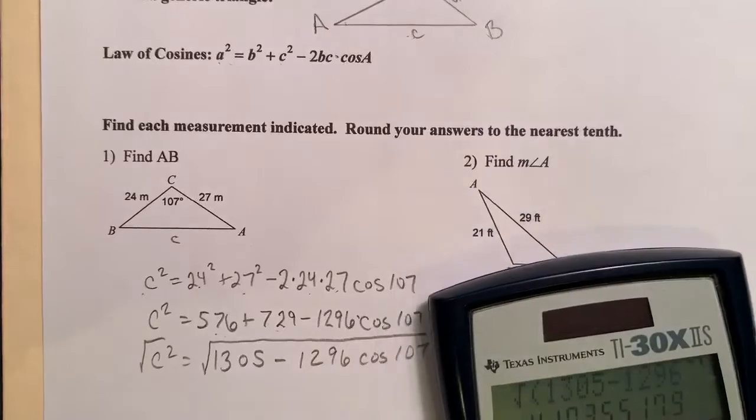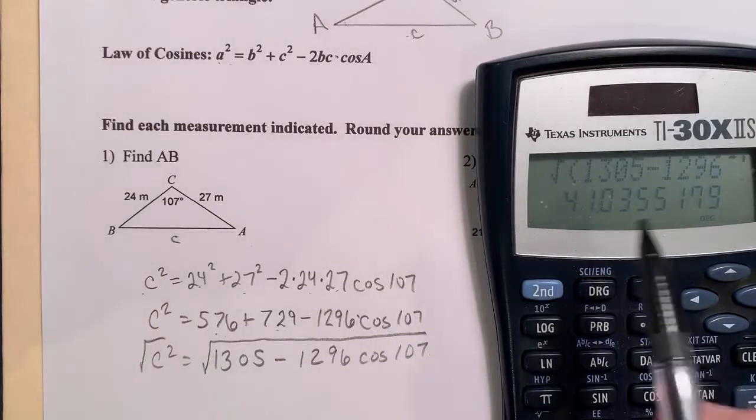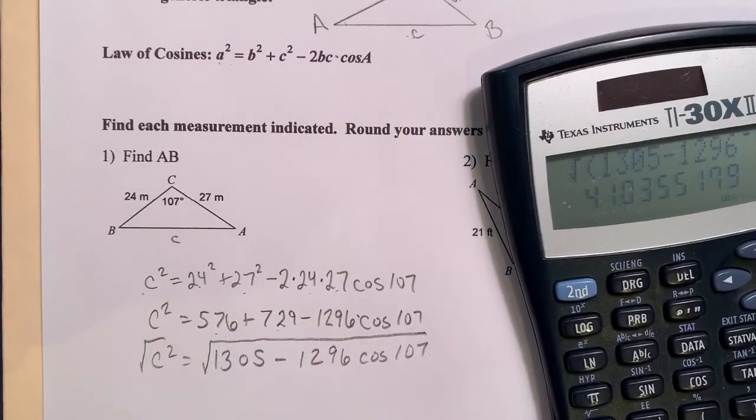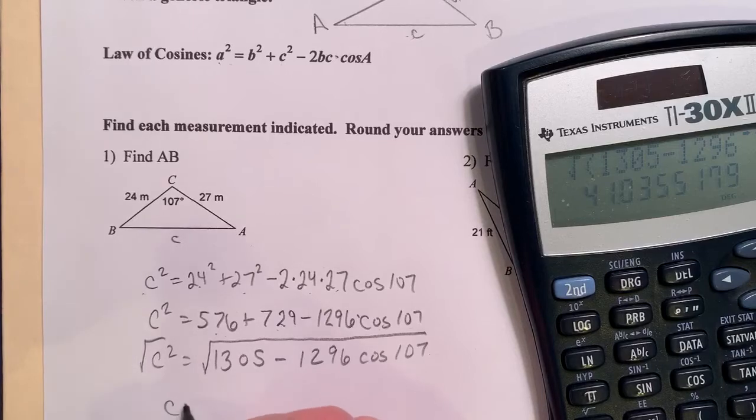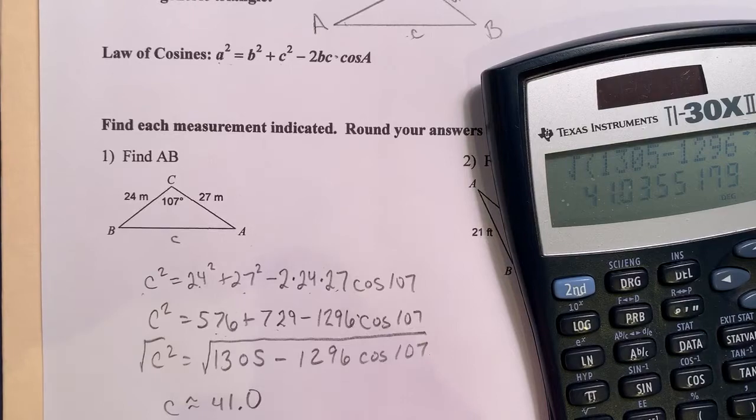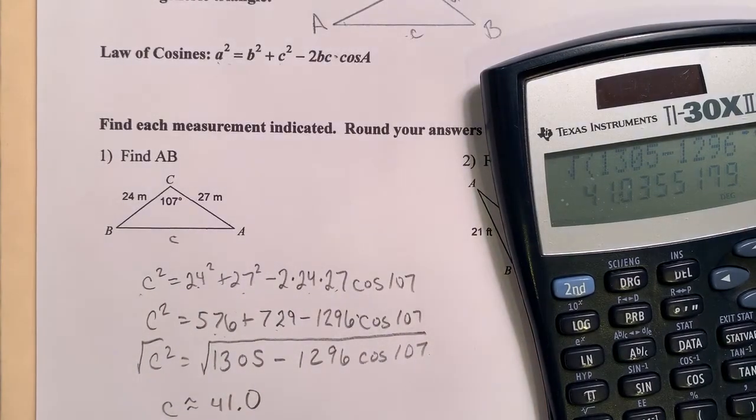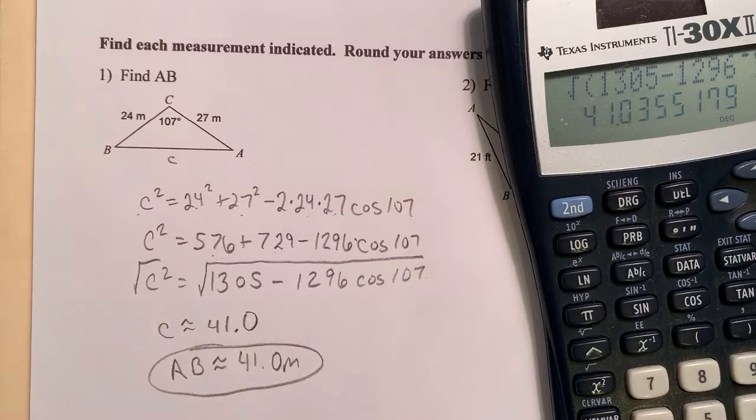Now it says round to the nearest tenth, but I don't need to round that because it's 41.0. So you're looking at C is about 41.0. And they said find the length of AB. So AB, 41.0 meters. Make sure you label that. That's how we do it. Okay. So that's what we end up getting.